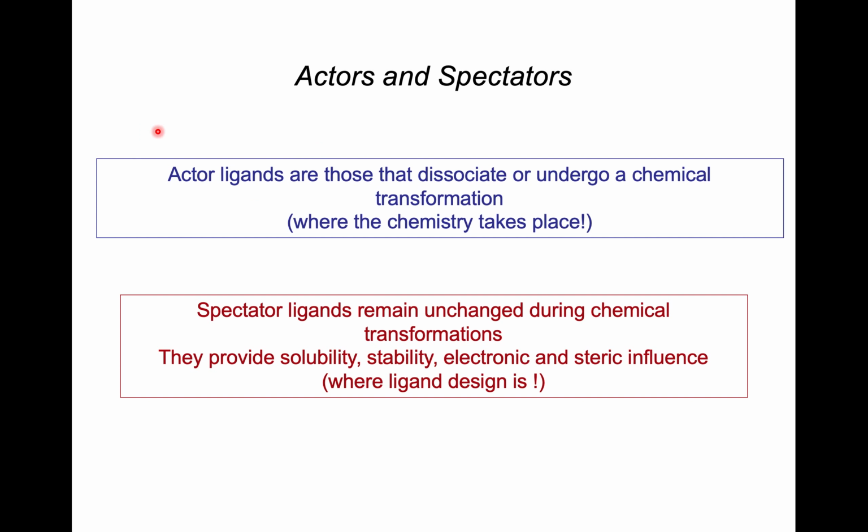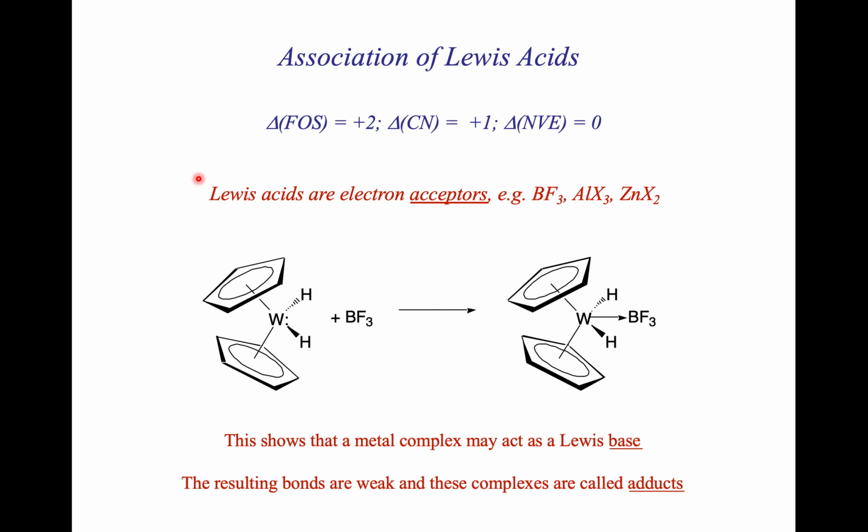Where the real action happens is with the actor ligands. Those are the ones that are actually doing some chemistry. So we may have two actor ligands that are forming a CC bond or a CN bond. They're getting cleaved, they're getting put together. So most of your complex is going to be the supporting actors, the spectators. The actor ligands are doing the real business of the complex.